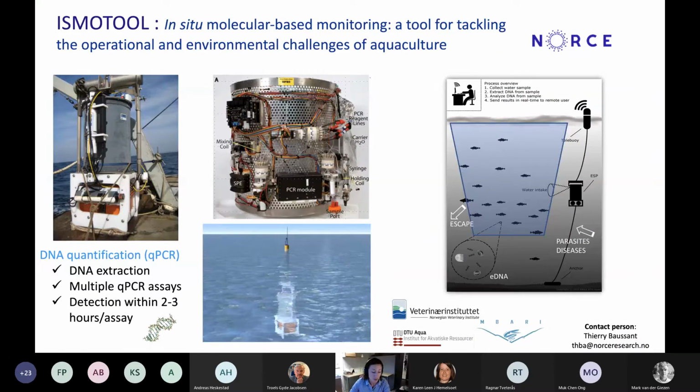Another example here is an ISMO tool, which is the use of an environmental sample processor for automation. It uses a specific qPCR-based assay for detection of sea lice and AGD for salmon and rainbow trout. The system collects water samples on site, extracts and analyzes the DNA, and sends the result in real time to a remote user.